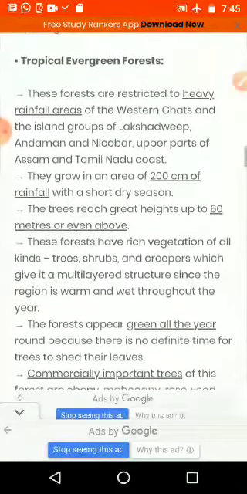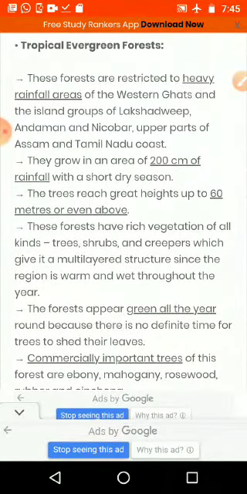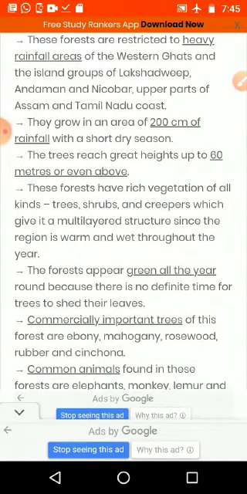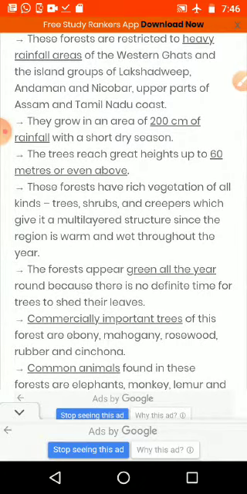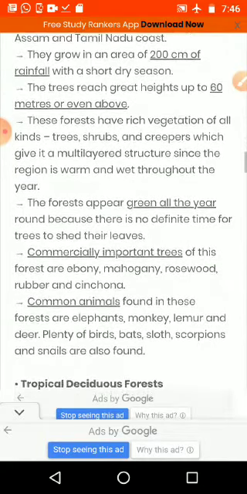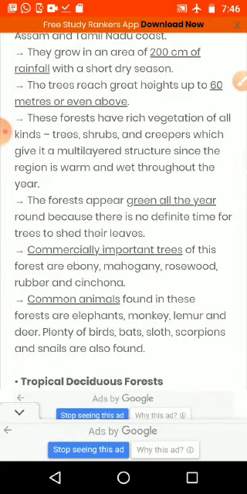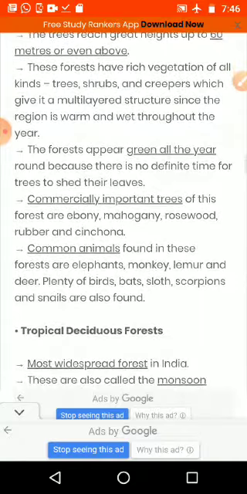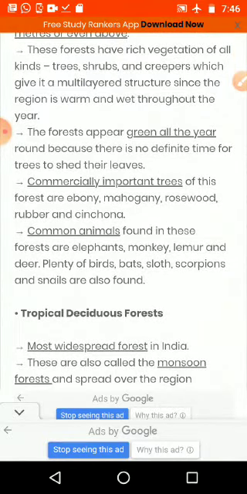Tropical evergreen forests. These forests are restricted to heavy rainfall areas of the Western Ghats and the island groups of Lakshadweep and Andaman and Nicobar, upper parts of Assam and Tamil Nadu coast. They grow in an area of 200 centimeter of rainfall with a short dry season. The trees reach great heights up to 60 meters and even above. These forests have rich vegetation of all kinds, trees, shrubs and creepers, which give it a multi-layered structure since the region is warm and wet throughout the year.